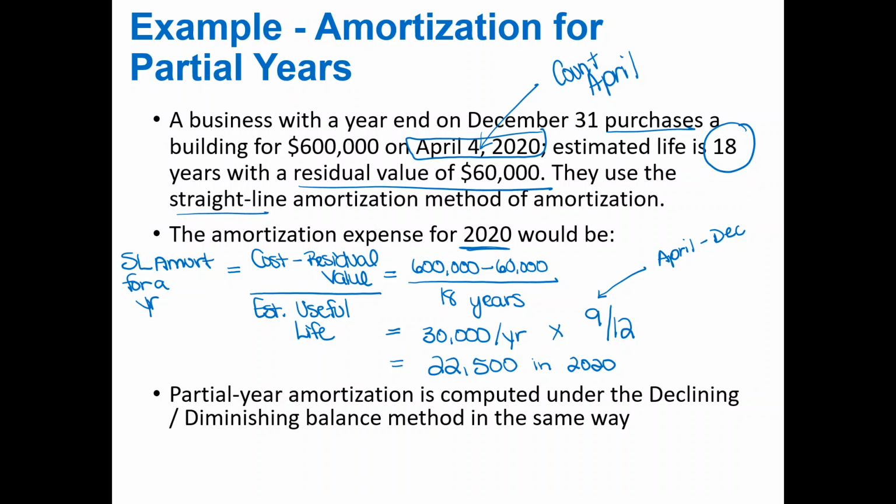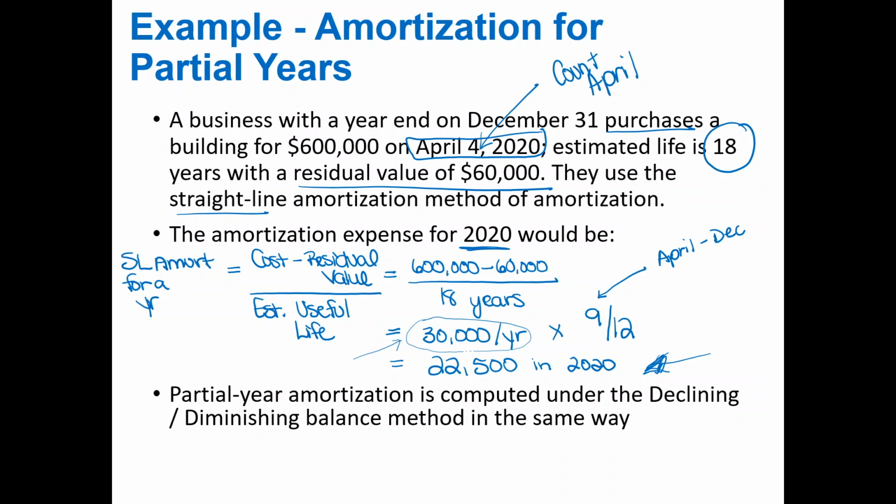Now, what would you record in 2021? How much amortization? That's where you go back to, and now in 2021, we have a full year, assuming this isn't sold or disposed of. So if we have the building for the full year, we would record the full $30,000 in 2021. So again, be careful when you're doing something like this. If you have to record multiple years, you only use this partial year dollar value in that first year. Beyond that, use the full year amount.